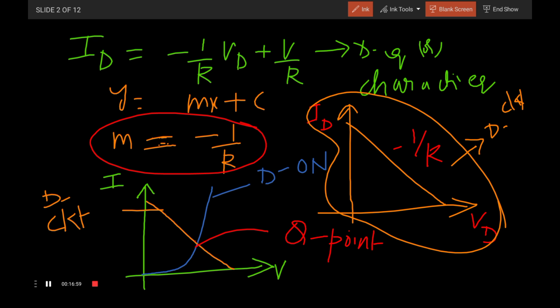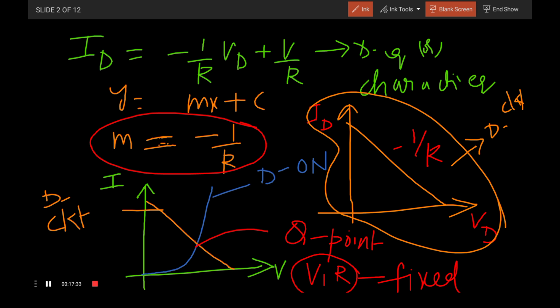In this consideration, both the voltage V and R values are fixed in the corresponding circuit. So that's why this point is generally called a quiescent point, or the operating point of the PN junction diode.